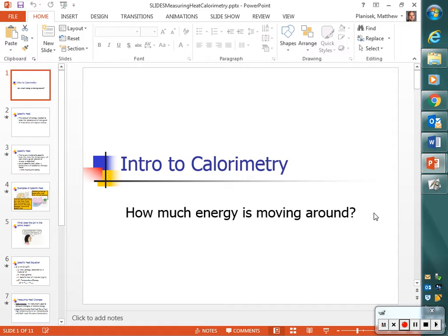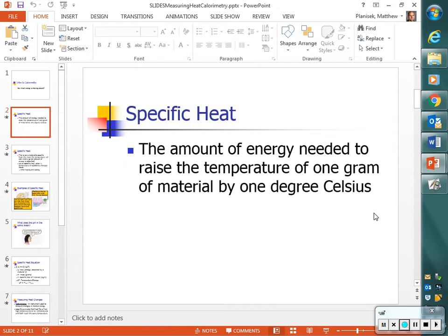And before we can actually make that calculation, we have to talk about the materials. And the materials that are involved gets us into the specific heat. So we define specific heat as the amount of energy needed to raise the temperature of 1 gram of material by 1 degree Celsius. So it's how easily does something heat up or cool down.